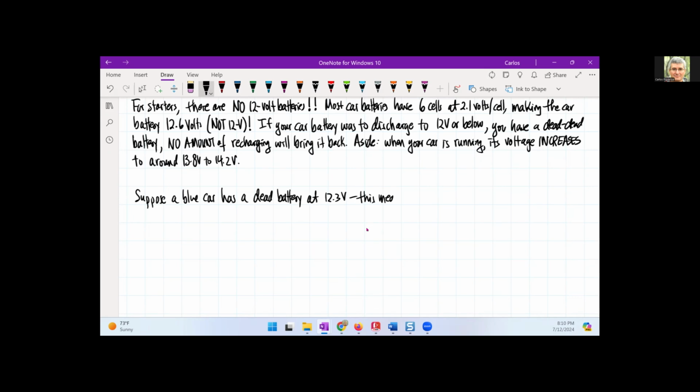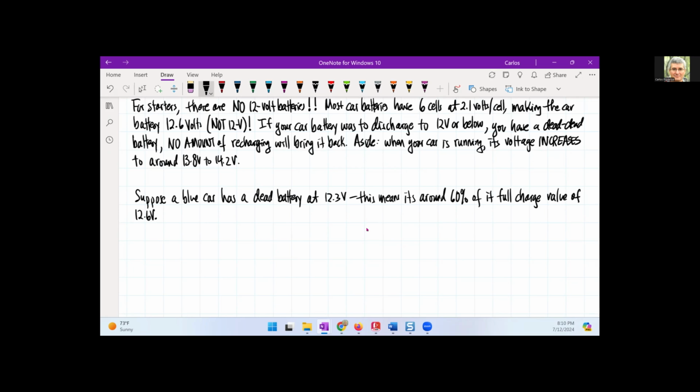This means it's around 60% of its full charge value of 12.6 volts. So just as a figure that we could think about, I actually know these numbers.